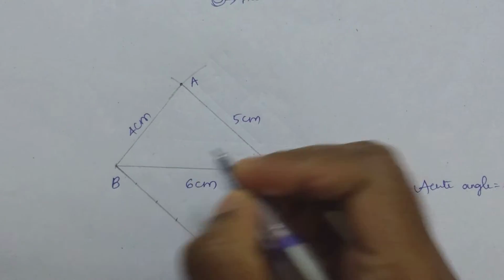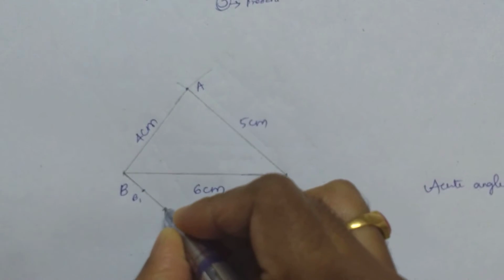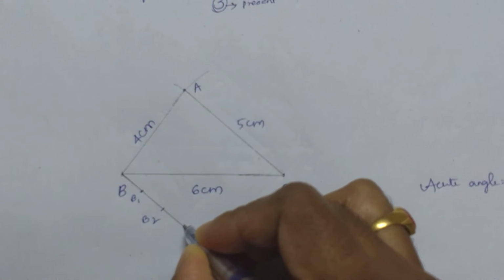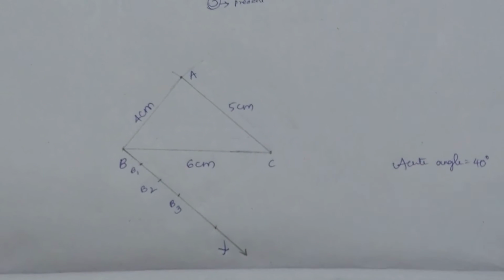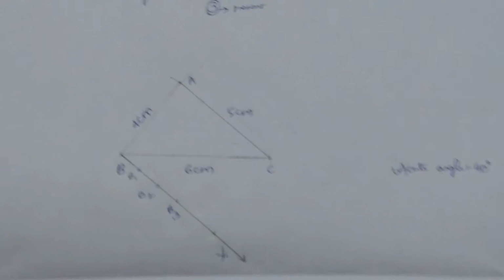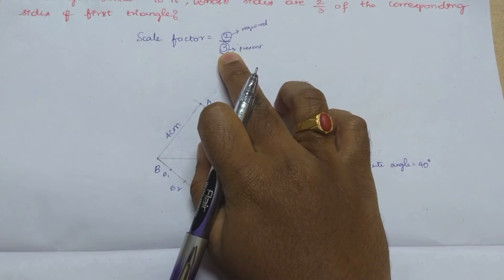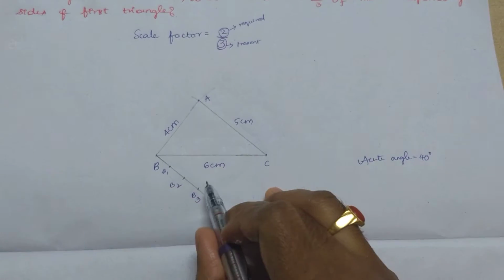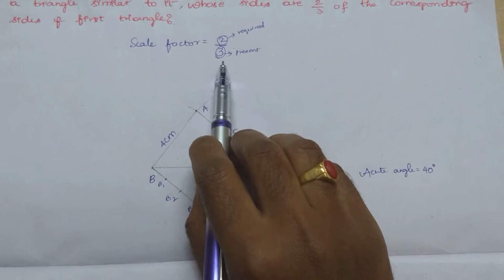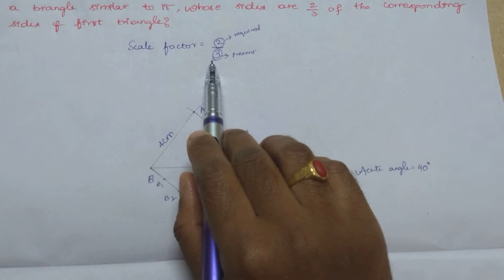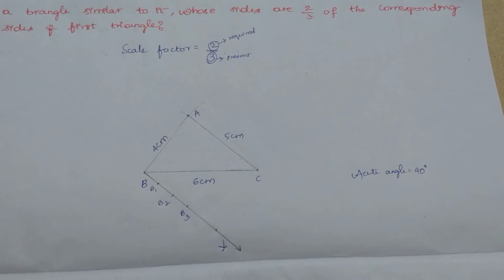Let us name them. This is B1. This is B2. This is B3. After that, in the next step, what should we do? We have to join a line from which point? I told you that the numerator is present in the required triangle, so from B3 to C, because the denominator is present in the original triangle. So from the denominator, it is 3, right? So from 3, B3 to C. Let us draw the line first.